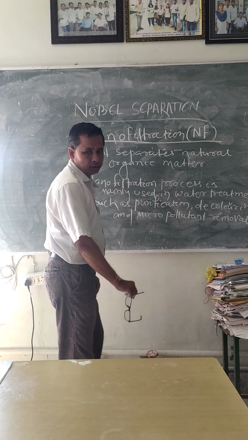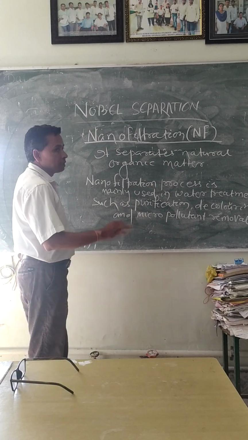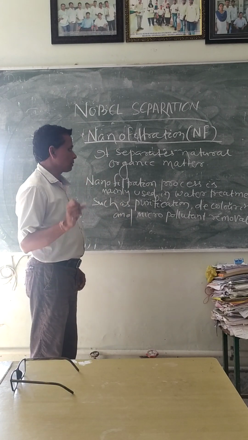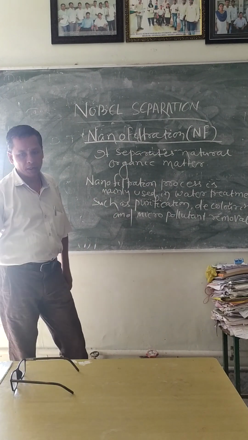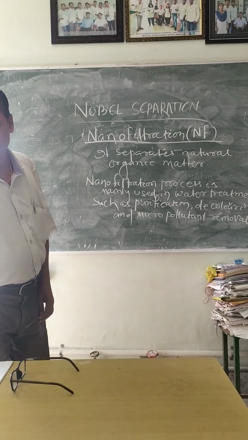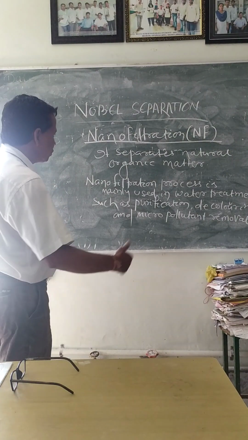So, dear students, we are discussing separation. There are 7 types of separation methods. The 4th is nanofiltration, and the next is reverse osmosis. So, what is the meaning of reverse?